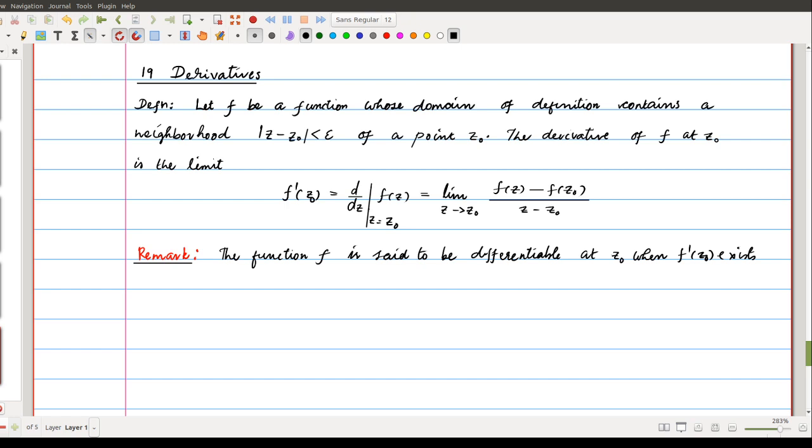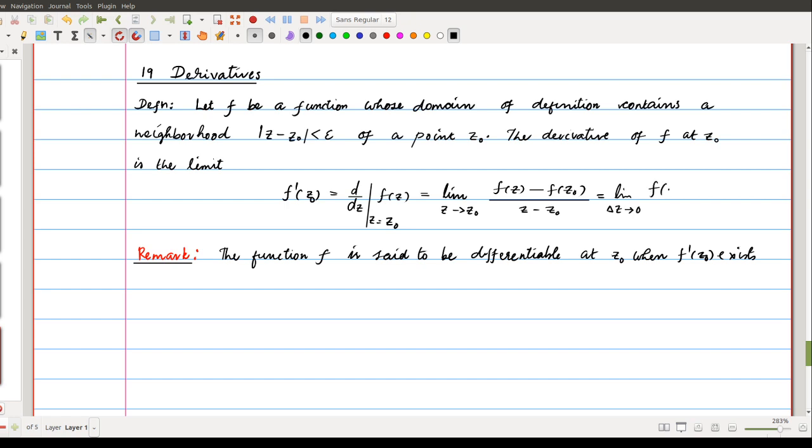f'(z0), usually d by dz of f(z) at z = z0. So the symbol is f'(z0), and that is equal to the limit as z tends to z0 of (f(z) - f(z0)) divided by (z - z0). For the same quantity f'(z0), you can use another formula, the limit as h tends to 0, a small difference h, or you can write it as delta z. You can consider it as delta z tends to 0.